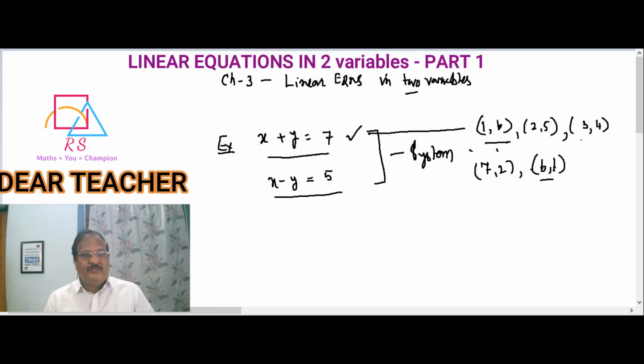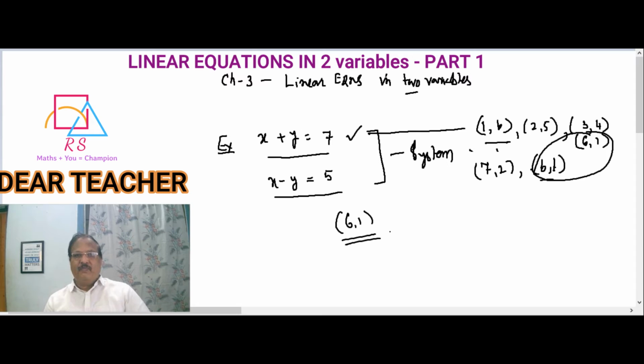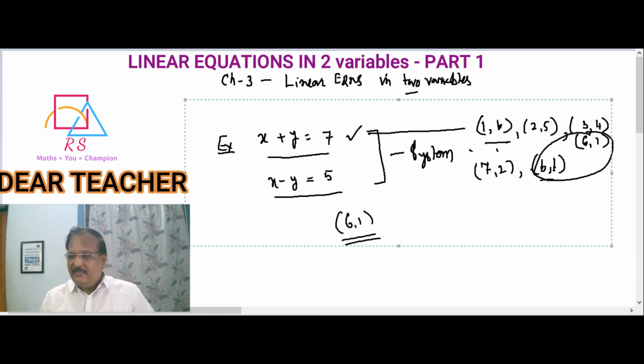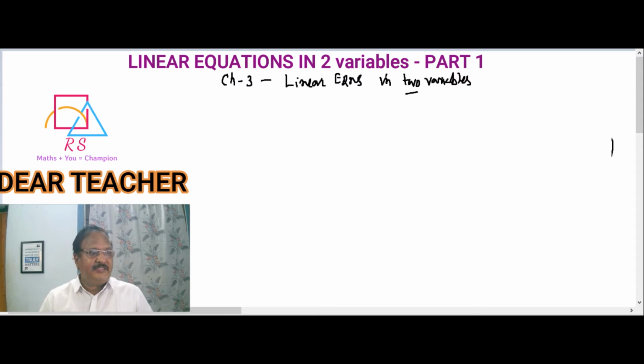So 6 and 1 will be there in both, and that is the common solution. So this is a simple understanding of linear equations in two variables. Then we need a system to solve it. If you are having only one equation, it is not possible to solve. You can just draw the graph.